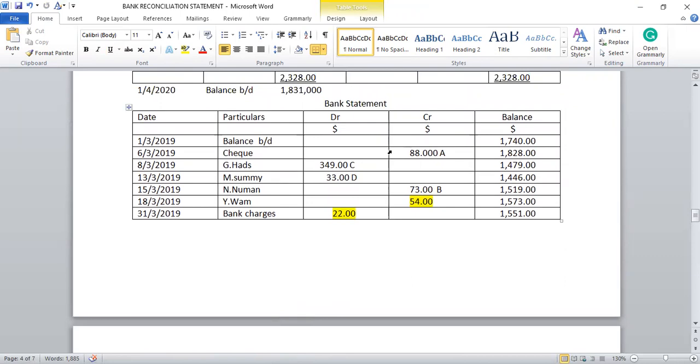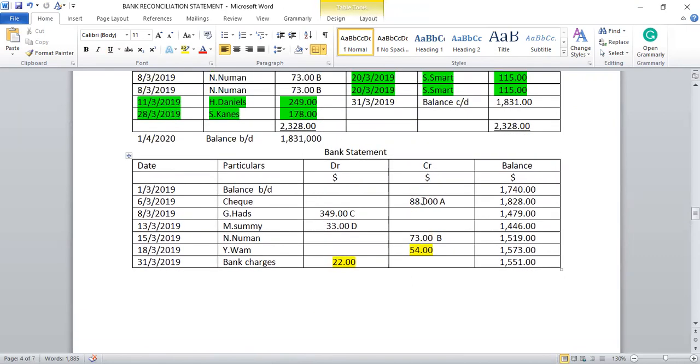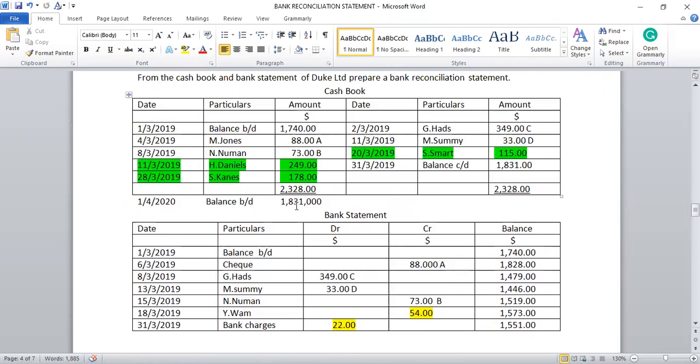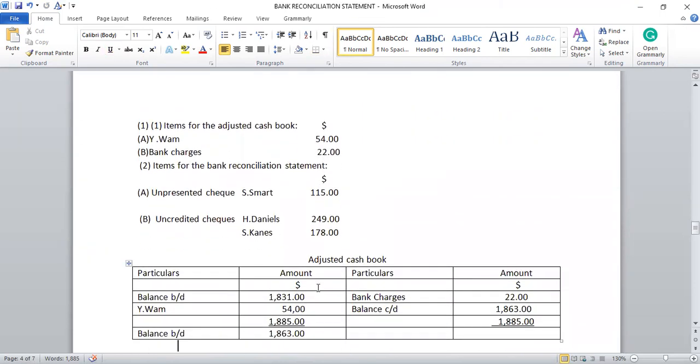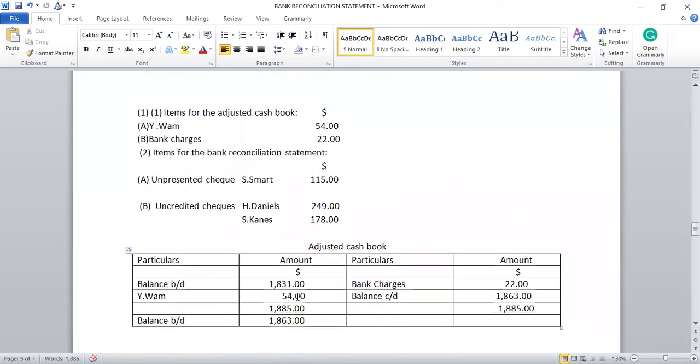The bank statement shows that it has been credited. The bank has received it on our behalf, but we don't have it in our bank statement. So you have to debit. As the bank is crediting, you have to debit. That's why in the adjusted cash book, it has been debited $54. Okay. Now we come to the credit side.